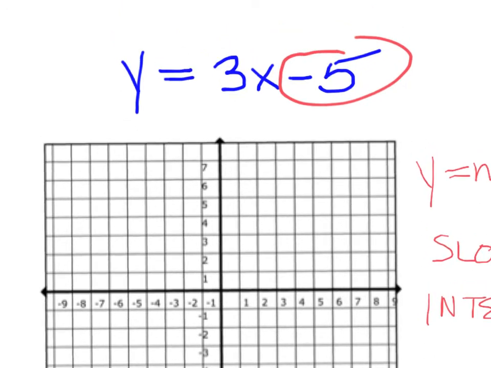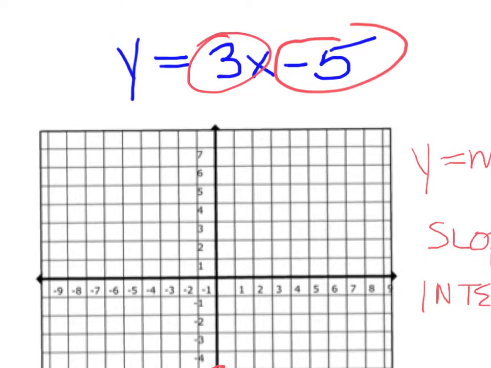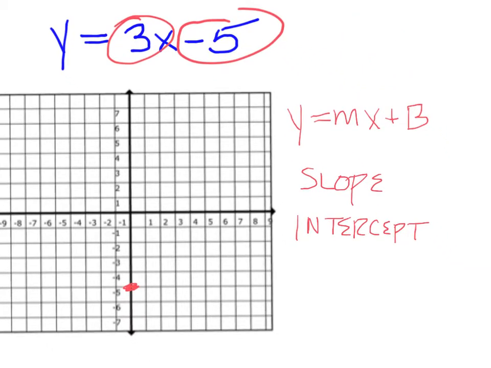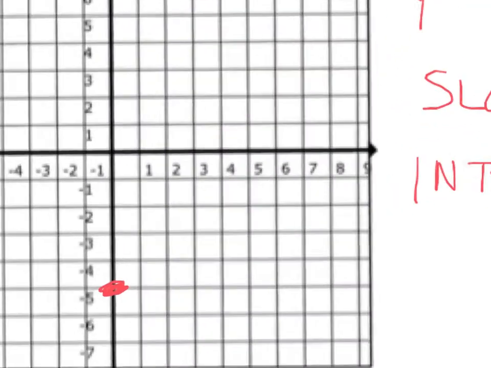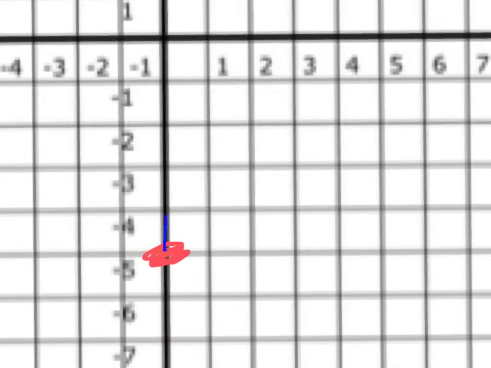The slope is 3. You're going to use that slope to make your second dot. The slope is 3, but 3 can be written as a fraction as 3 over 1. Slope is rise over run. If your slope is positive, then it will go up and then to the right. This one is positive, so it will go up 3 and then to the right 1. Go back to the dot that you made and go up 3 and then to the right 1.